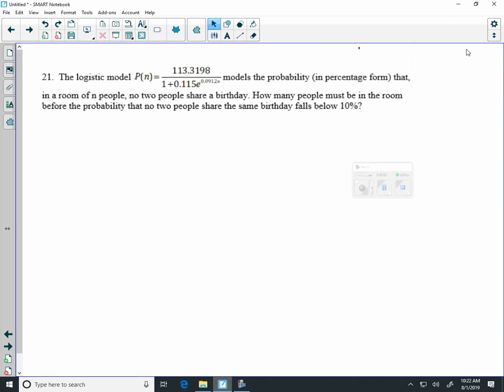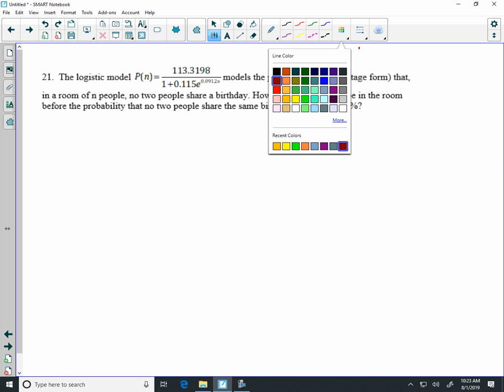All right, another logistic growth example. This model models the probability and percentage that, based on the number of people in a room, no two people share a birthday. So we want to know how many people must be in the room before the probability falls below 10%. It's much lower than the number of days in the year. It's very interesting the way that these probabilities work.